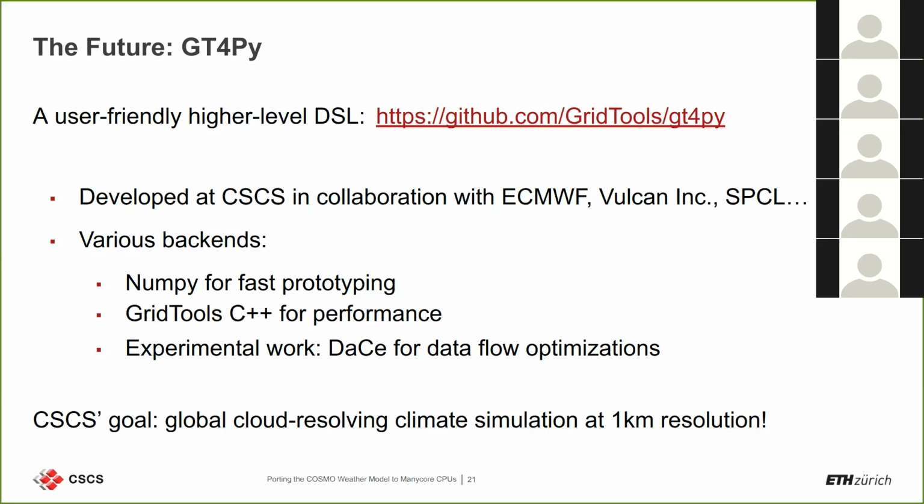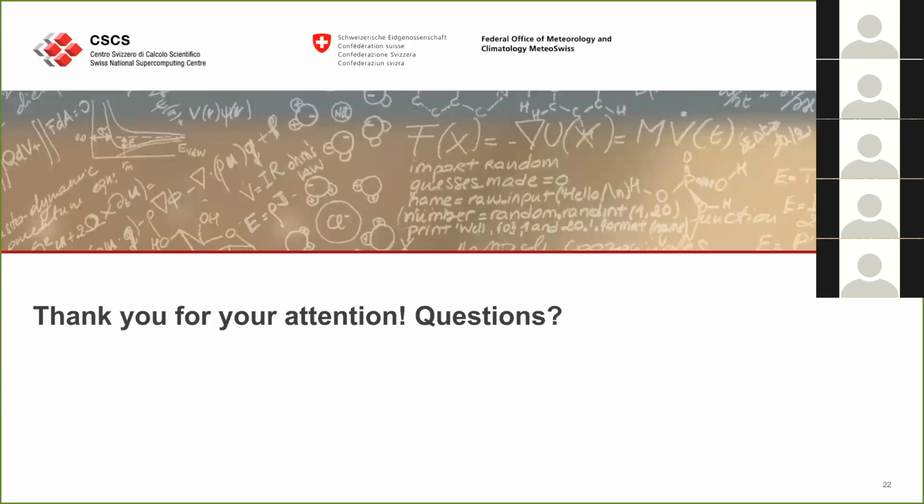And our goal at CSCS is to get a global cloud-resolving model, which means 1 kilometer global resolution for climate simulations. That is quite a tough goal, but we want to reach it in the next few years, and certainly using the successor of Piz Daint, the next flagship system of CSCS. Yeah, that's it. Thank you for your attention.